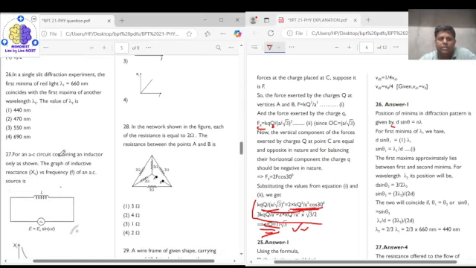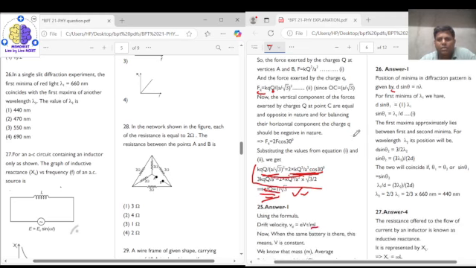Question number 26 says that in a single slit diffraction experiment, the first minima of red light, that is lambda 1 = 660 nanometers, coincides with the first maximum of another wavelength lambda 2. Then the value of lambda 2 is. Now see, for a single slit diffraction pattern, we have the formula d sin theta = n lambda. So for the first wavelength, lambda 1, we have d sin theta 1 = 1 lambda 1, because it's the first minima, right? So sin theta 1 = lambda 1 upon d.